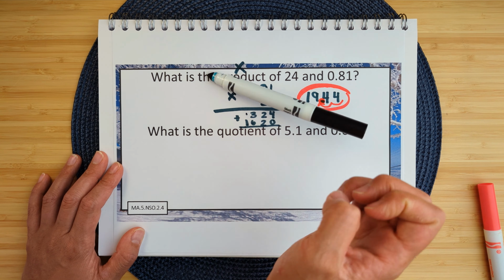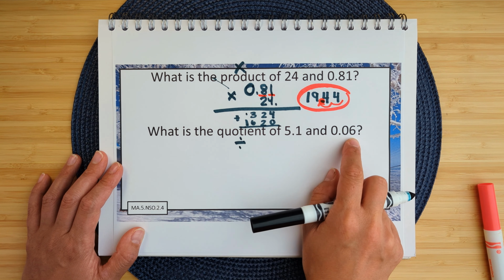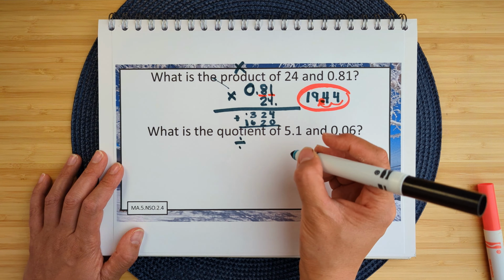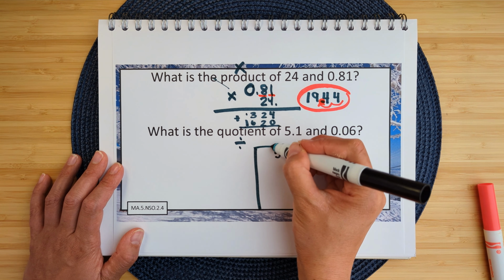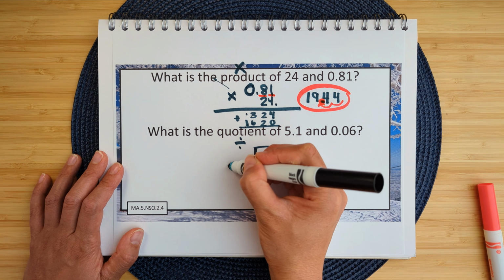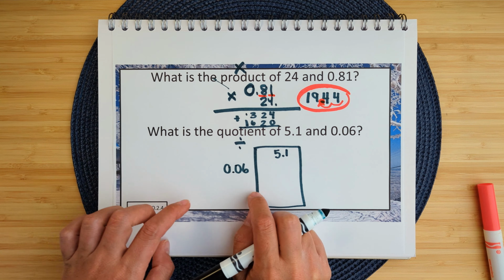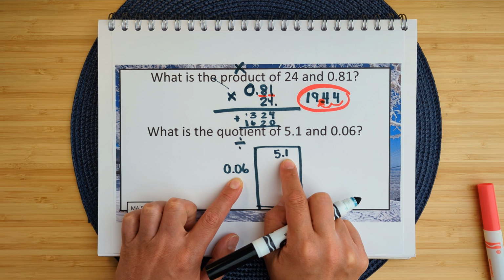What is the quotient? So I'm dividing 5 and 1/10 by 6 hundredths. So I'm going to use the area model. So 5 and 1/10 divided by 6 hundredths. So how many groups of 6 hundredths can go into 5 and 1/10?